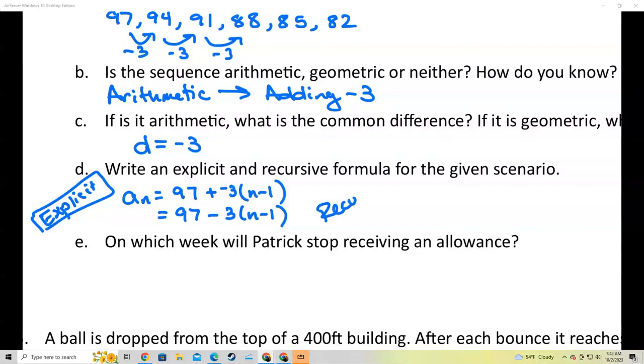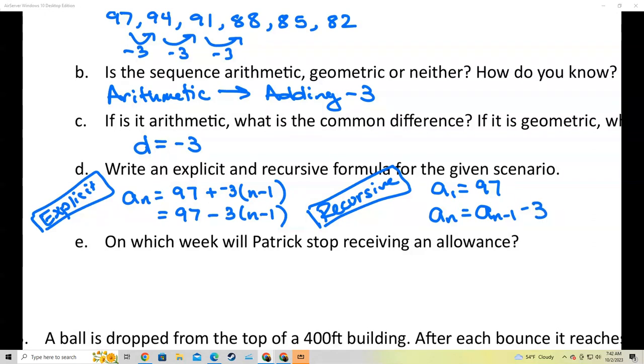As far as the recursive formula, remember you need to start off with your first term. In this case, my first term is 97. And to get the nth term, you need to use your previous term for recursive. So take the previous term. What did I do with every single term? I just subtracted 3. So this is my first term, and this is how to get the nth term using the previous term.